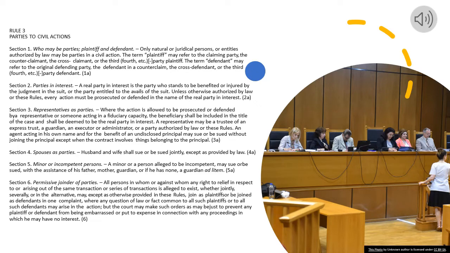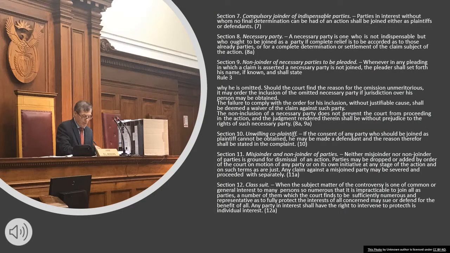Section 7. Compulsory joinder of indispensable parties. Parties in interest without whom no final determination can be had of an action shall be joined either as plaintiffs or defendants. Section 8. Necessary party. A necessary party is one who is not indispensable but who ought to be joined as a party if complete relief is to be accorded as to those already parties, or for a complete determination or settlement of the claim subject of the action.